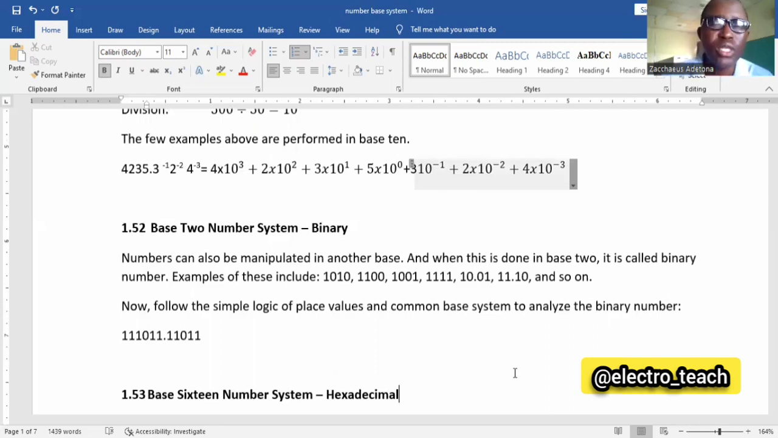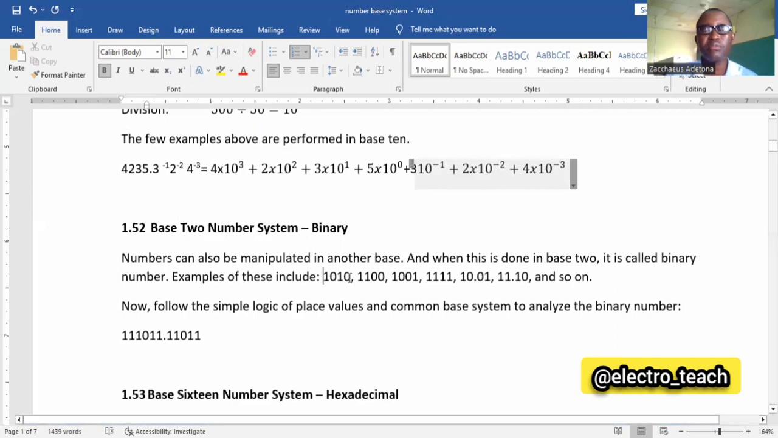Any base you are dealing with, the digits you use to express your number will all be less than the base that you are dealing with. So as we are dealing with base 2, which is the binary system, we'll be using 0 and 1 only. There will be no 2, 3, 4, because the base is base 2. All of them will be less than the figure 2. All right. Now, look at examples of numbers expressed in base 2.